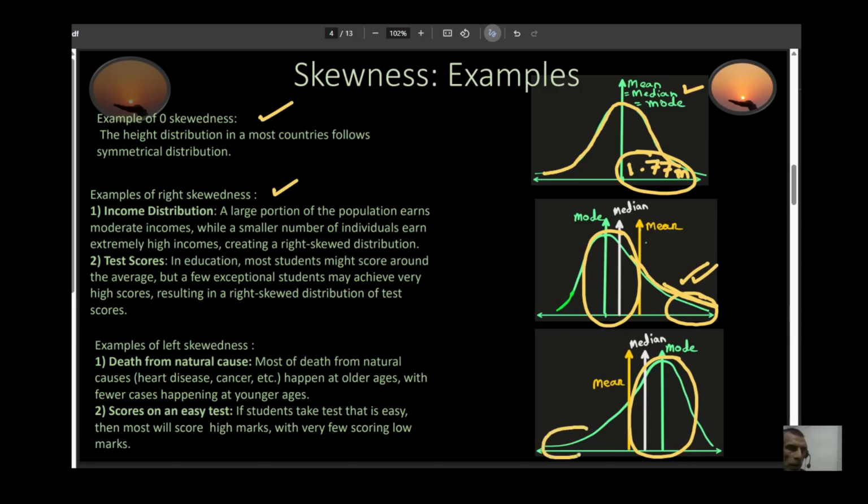And these are those people, young people. And because of them, this curve gets skewed towards the left. Another example would be the score on an easy test right here. If students take a test and the test is very easy, then most of my students are going to be scoring in this region right here. High score. They're going to have a high score. But there are few students who may not end up scoring high. They may end up scoring low. They will fall in this region. And because of that, your distribution curve would be skewed towards the left.